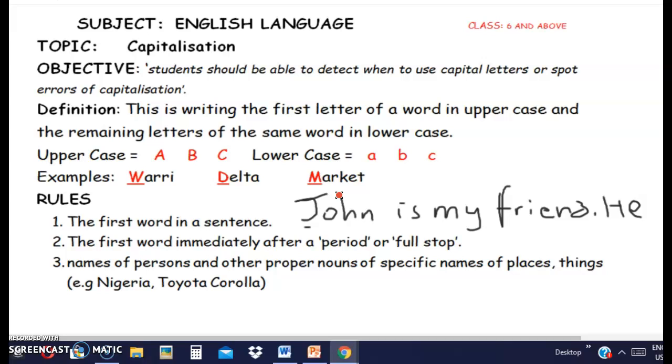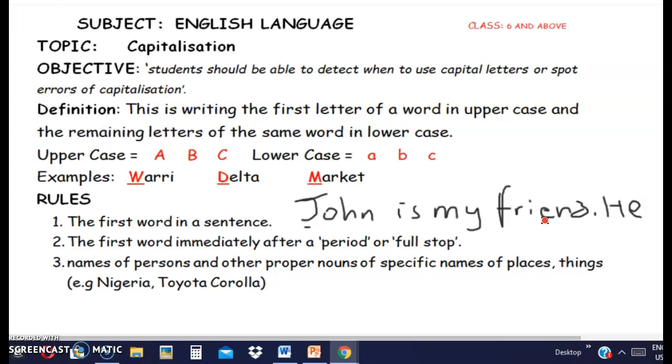Now, I'll take you through some rules. There are a lot of rules. I'm going to take you through 5 rules that will guide you in knowing when to capitalize a word or not. Then after that, you are going to do your own research to find out some other rules that guide you on capitalization. The first rule is the first word in a sentence. John is my friend. You have a full stop there. From the sentence, the first letter of the word is J, so it has to be written in capital letter.